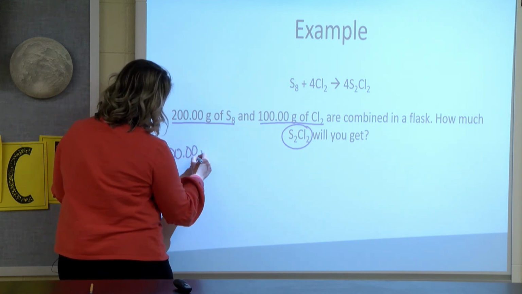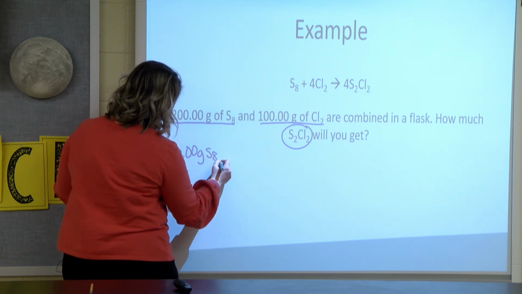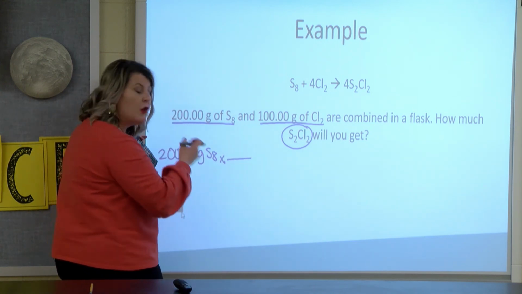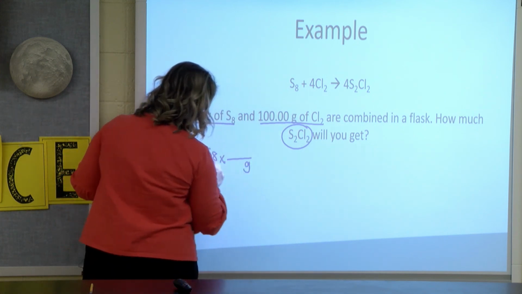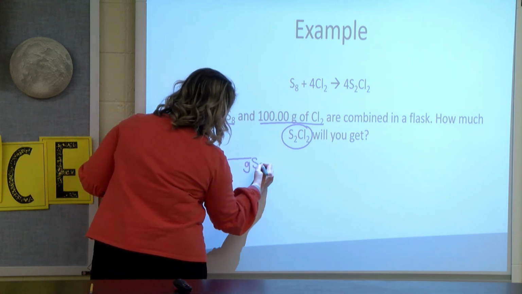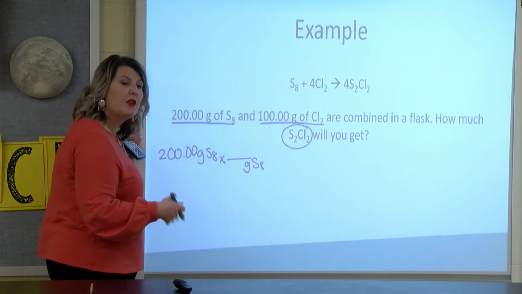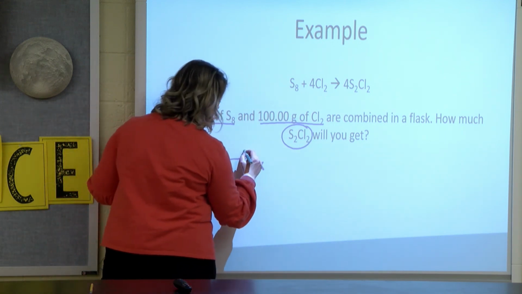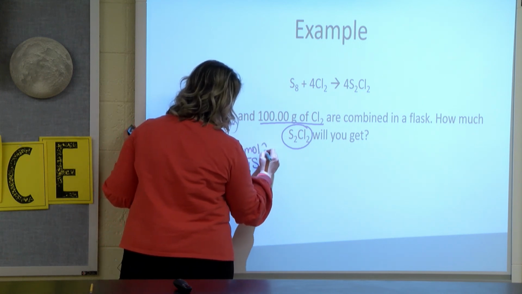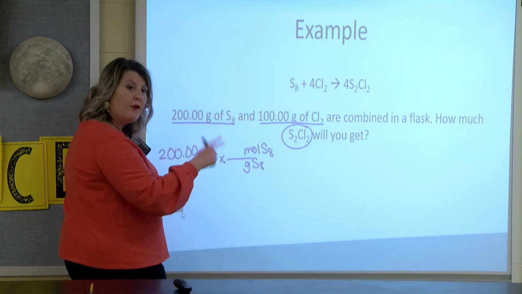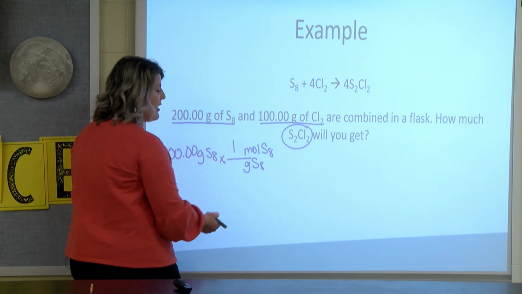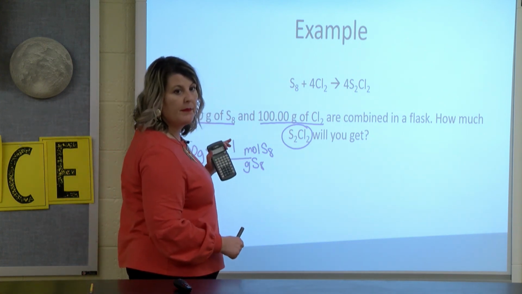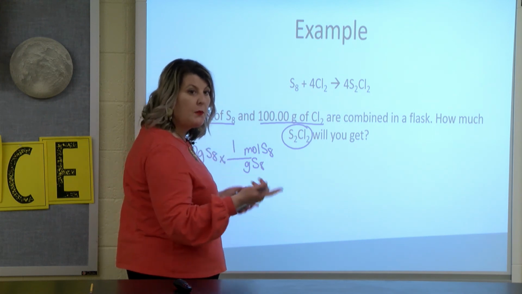200.00 grams of S8. You draw an X and a line, and you should know from the last few weeks that at the bottom, you're going to put the unit that you had at the top, which is grams of S8. You also should have learned from last week that the only thing I can put on top of grams of S8 is moles of S8. When you have grams and moles together, one goes with moles, and who remembers where the number for grams comes from? The number for grams comes from the periodic table.